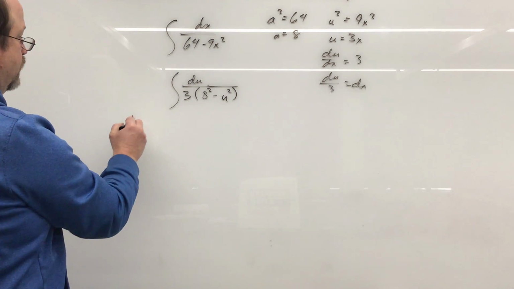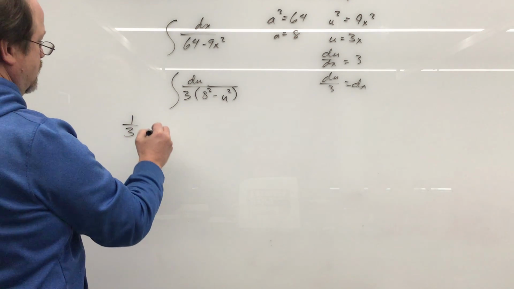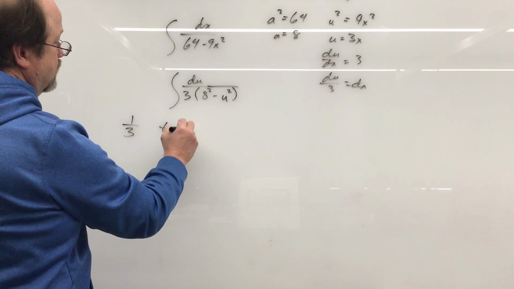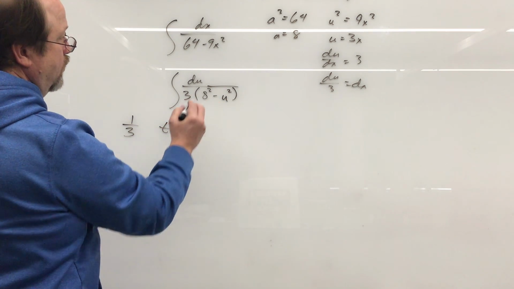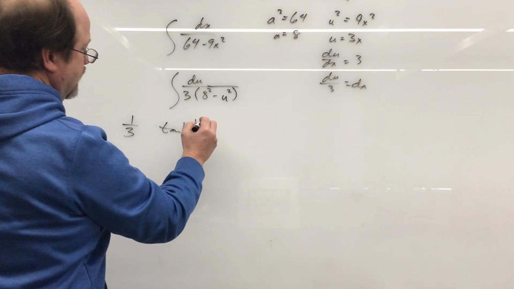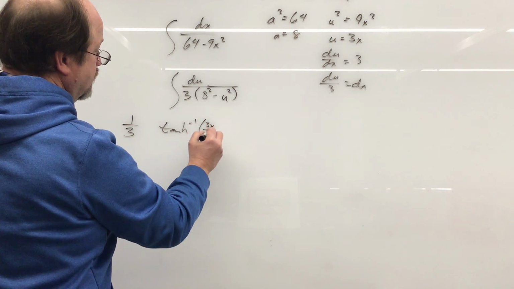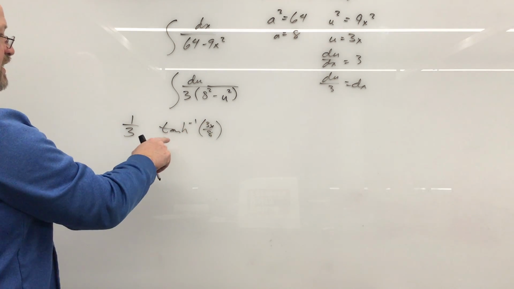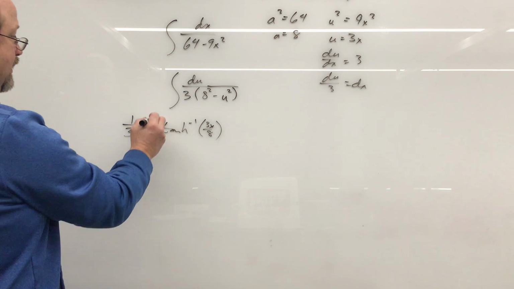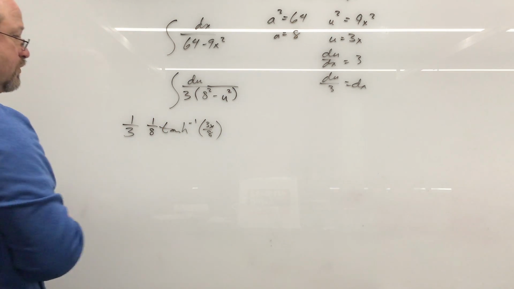And of course, the 1/3 comes outside. Then I have inverse tang of u over 8. U is 3x, so this is 3x over 8. And with inverse tang, there's also 1 over a out front, so that's an additional 1 over 8 that's out here.